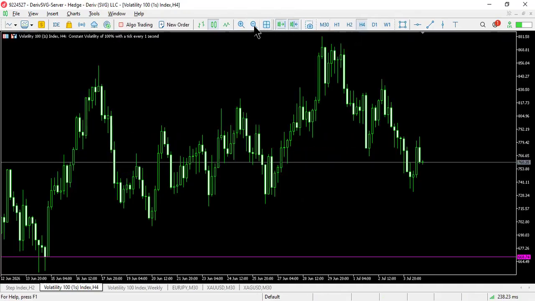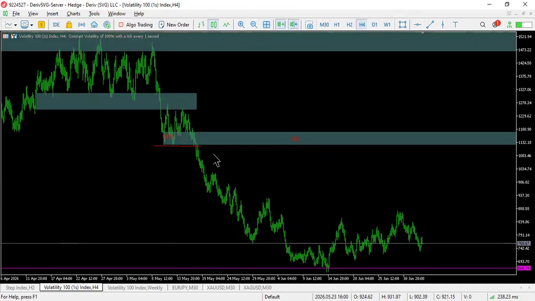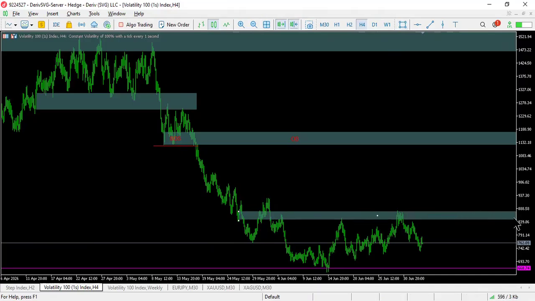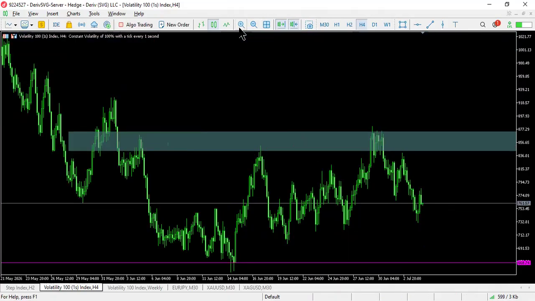Heading over to the 4 hours time frame. From the 4 hours time frame, price is still far from that order block up there. Therefore, I'm going to be leaving that pending for now and then zoom in to see where price is reacting. Currently, as you can see, we have a resistance that is forming here where price has been trading. It has been failing to break that resistance.